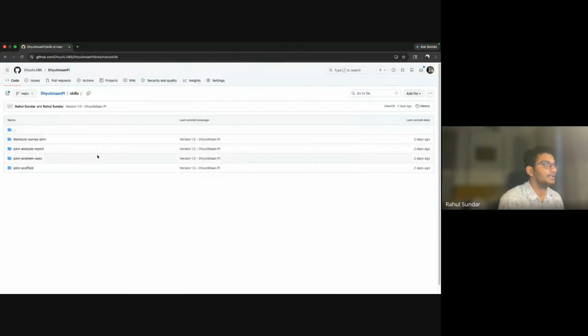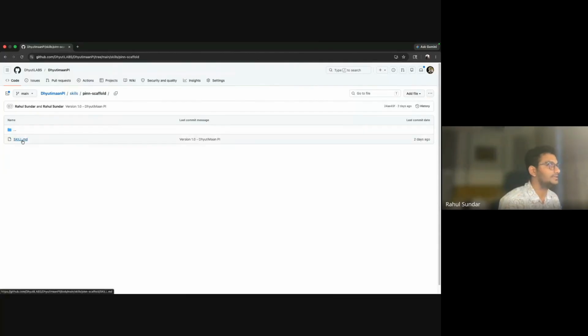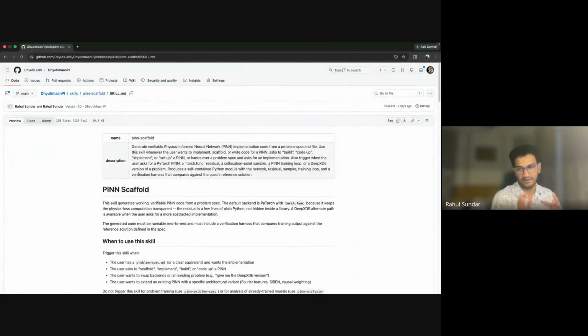And then I'll walk you through the PINN scaffold. I spent a lot of time on the literature survey and problem specification because that becomes very important when you have to solve problems in PINNs, and framing is the entire masala for getting the right outcome from your research itself.